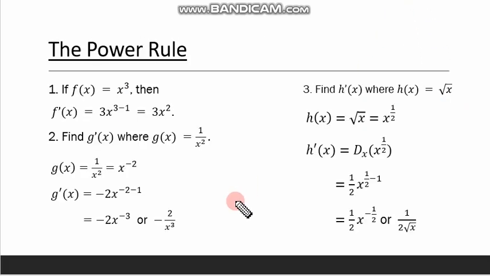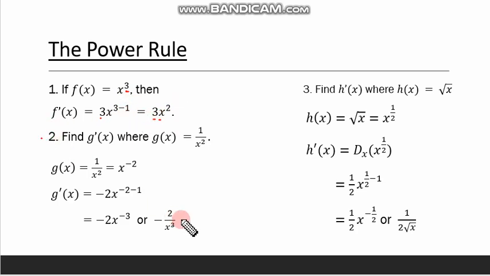For an example, if f of x is equal to x cubed, then according to the power rule, the exponent becomes the coefficient, and then the exponent minus 1, so 3 minus 1. So it becomes 3x squared.